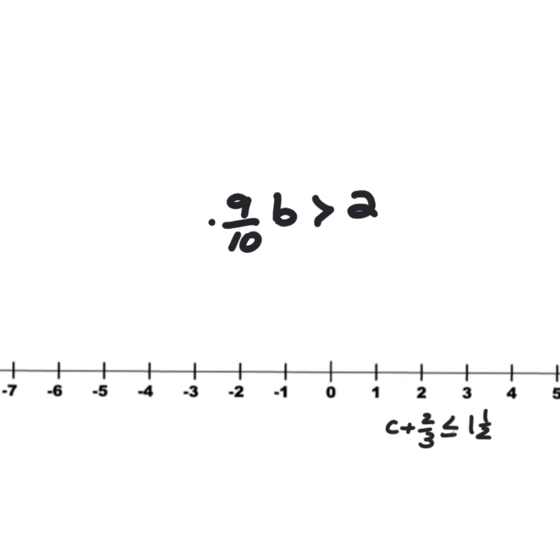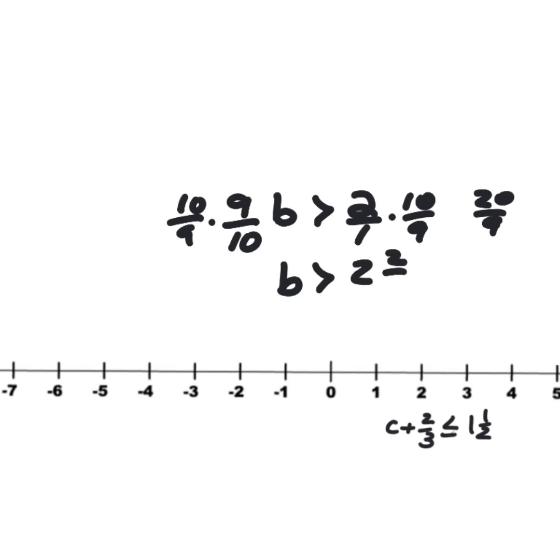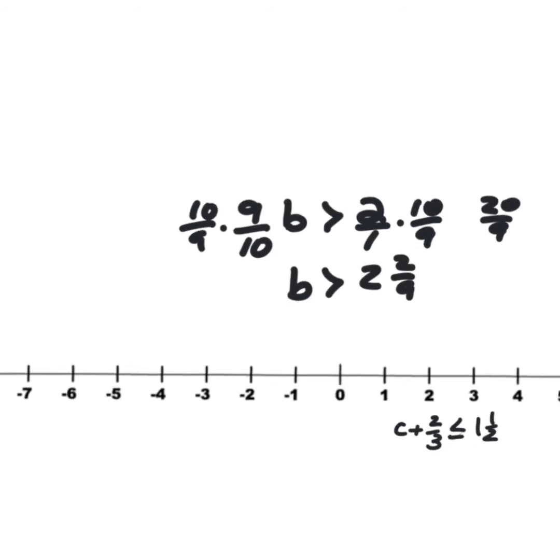On this one, it's 9/10 b is greater than 2. I need to get rid of that 9/10, so multiply by 10/9. Make this 2 into a fraction, it's 2 over 1. Multiply that by 10/9. I get b is greater than, and I get a weird number, 20 over 9. No big deal. 9 goes into 20 2 times, that's 18, so it's 2 and 2/9. Okay, so b is greater than 2 and 2/9.